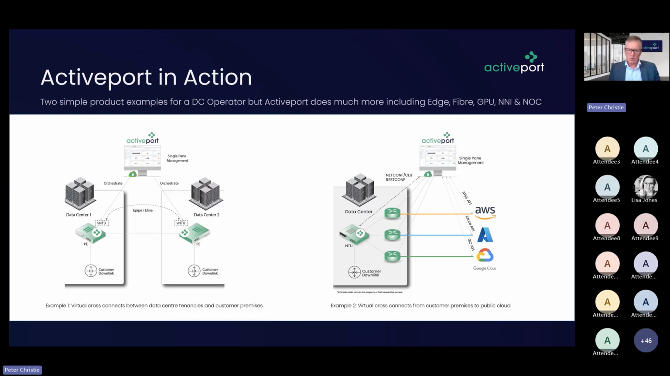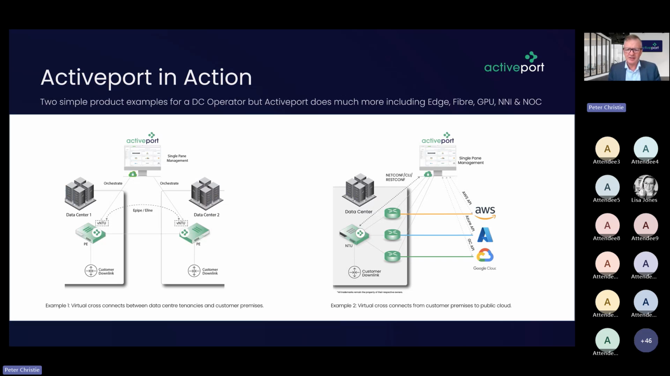So from rack 1 in data center 1 and rack 2 in data center 2, it orchestrates connectivity to customers on those customer downlink lines. Activeport's purpose in that example is to provide a single pane of glass interface for a data center operator, where their customers can automate provisioning of network services across their racks and across data centers themselves. So it's a self-service portal product for a data center operator in this use case.